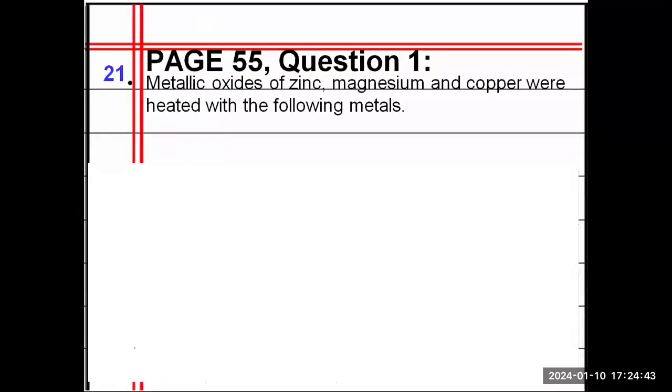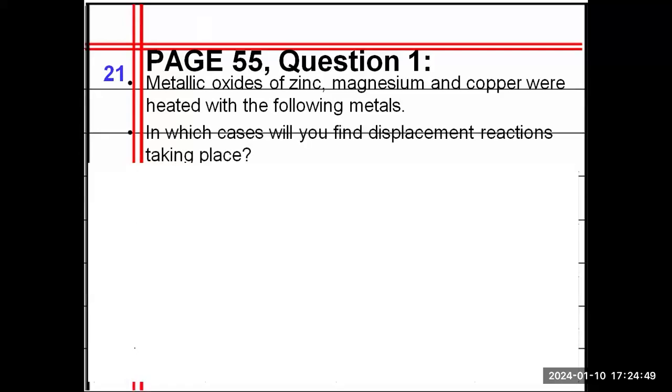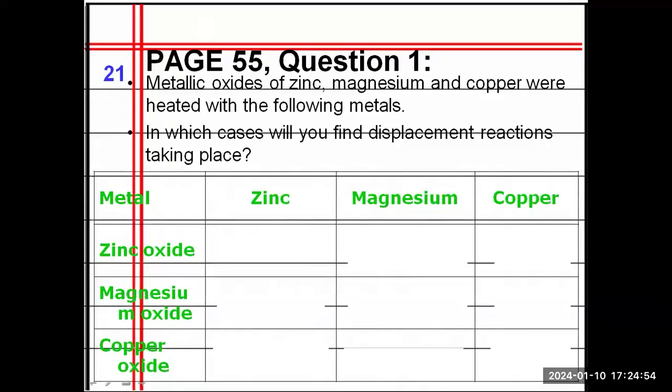Then we have another question. It is asking: metallic oxides of zinc, magnesium, and copper were heated with the following metals. In which case will you find a displacement reaction taking place? So the table is given here. Now, if zinc reacts with zinc oxide, will you see any displacement? No, the displacement will not be seen. What if magnesium reacts with zinc oxide? Yes, displacement will be seen because magnesium is more reactive than zinc. Copper and zinc oxide will not give this displacement because copper is less reactive. So in this way, we can answer the question.